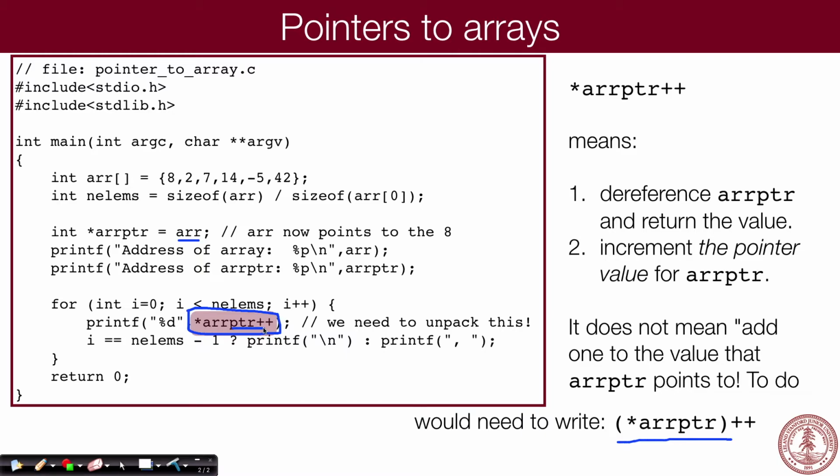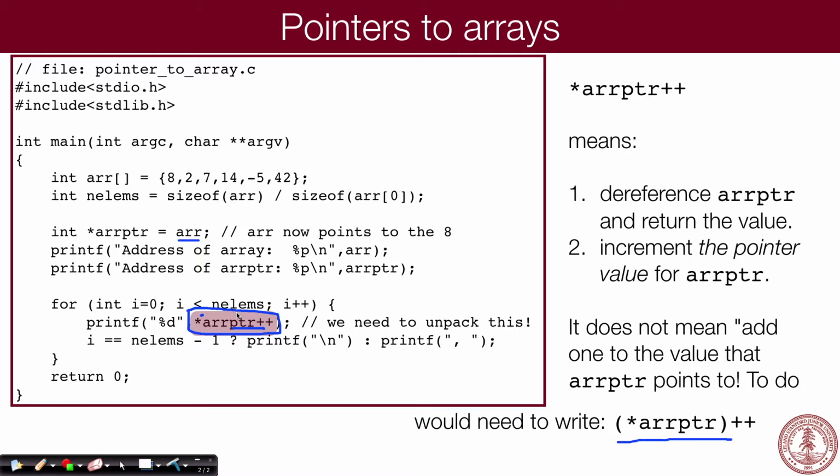Question? Is that the same as just having ARR PTR plus plus, where the star is irrelevant? If you left off the star and said ARR PTR plus plus, that would increment the pointer by 1. Well, by the size of the type, to the next index. But that's what it means.